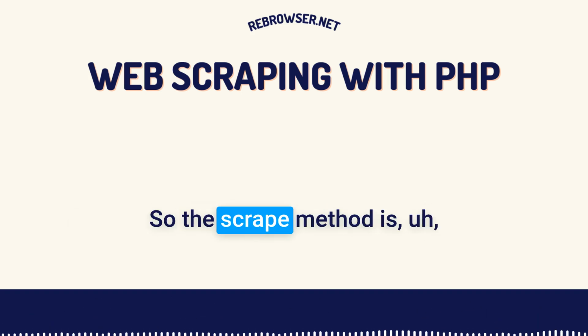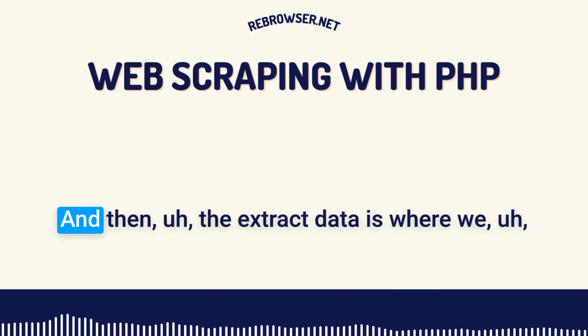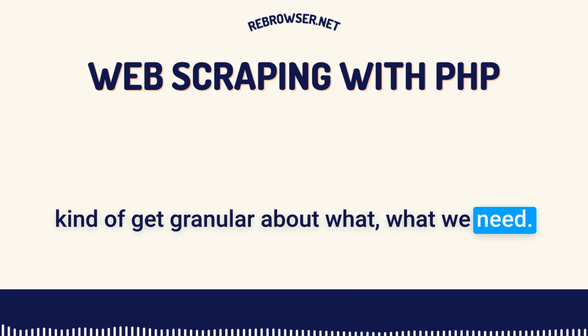So the scrape method is the initial fetch. And then the extract data is where we get granular about what we need. Exactly.